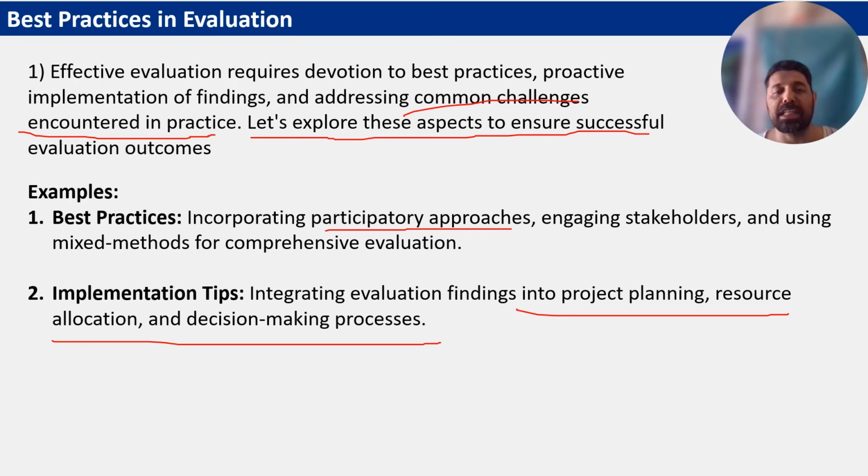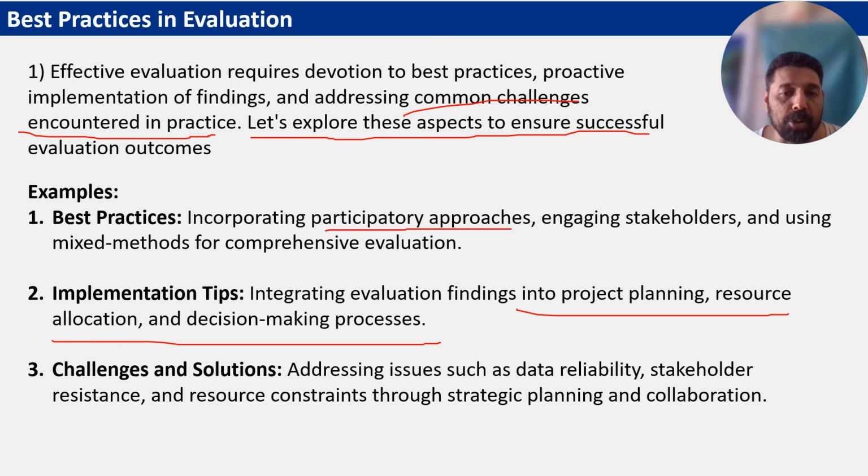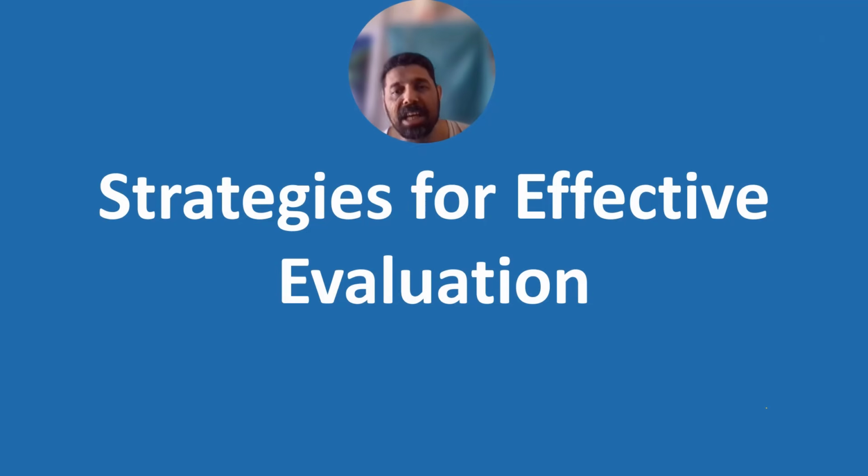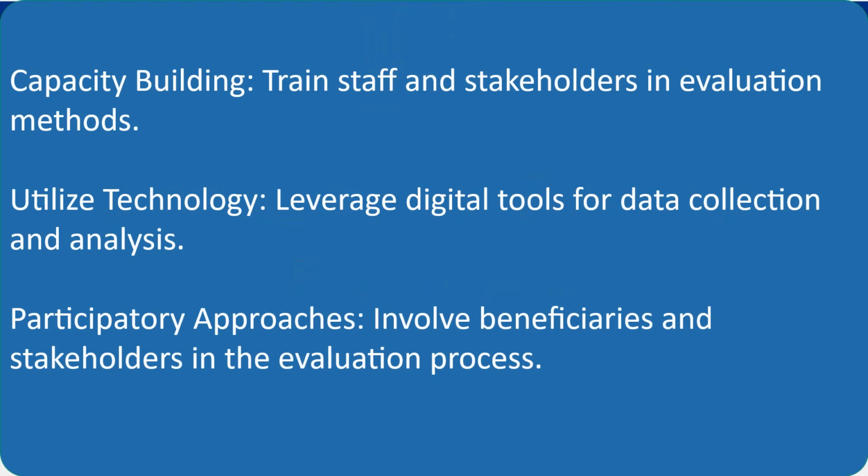Most of the time we conduct evaluation and develop a report and disseminate, and then that report is gone. We need to use those findings in other project planning, resource allocation, and decision-making processes. Challenges and solutions: addressing issues such as data reliability, stakeholder resistance, and resource constraints through strategic planning and collaboration. We need to do proper planning and collaboration for this. Now, what are the strategies that we need to adopt for effective evaluation? We can implement several strategies.